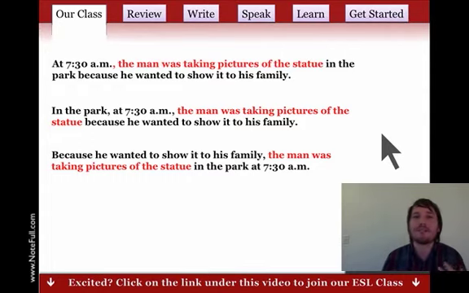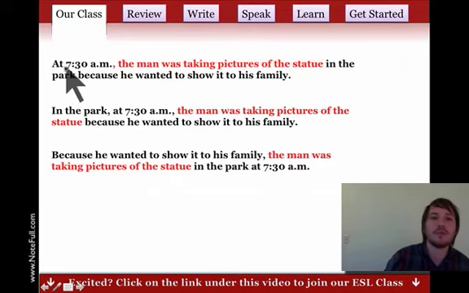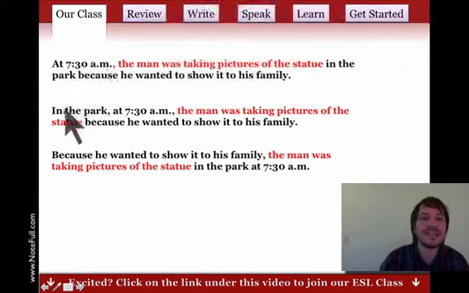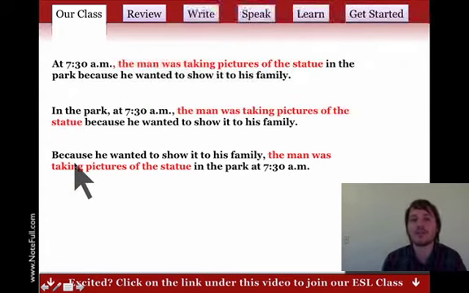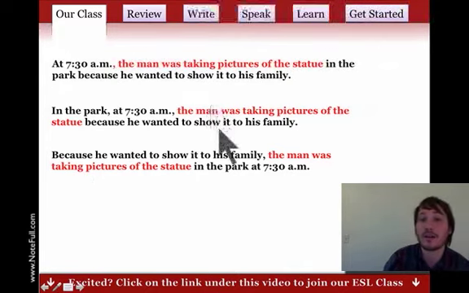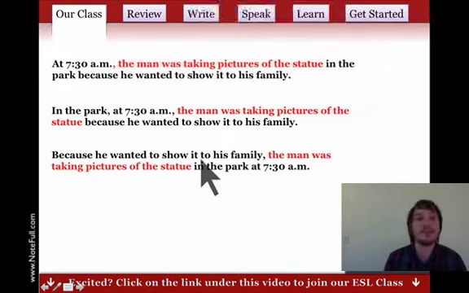But there are many ways to make a sentence from those parts. For example, we start with at 7:30 a.m. That's correct. We could start with in the park. We could start with the reason, because he wanted to show it to his family. All of these are correct, and the important thing is all of them have an independent clause that I marked in red. The other parts, you can put it at the end, you can put it at the beginning. If the meaning is clear, it's correct.